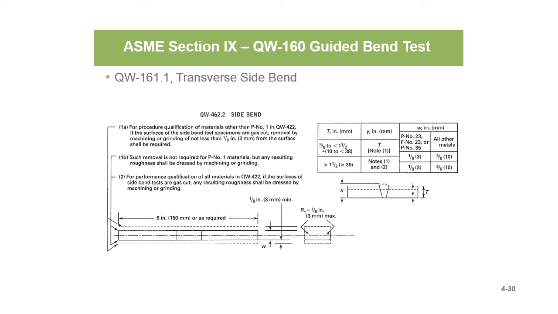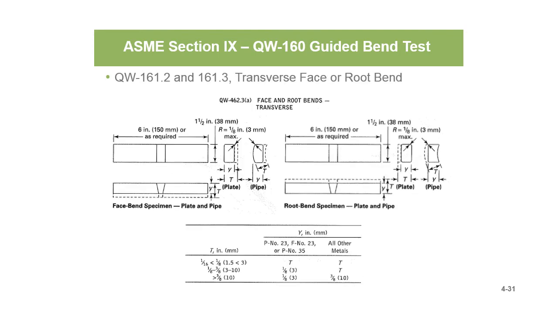But ASME Section 9, they don't leave you high and dry. They give you very specific sizes and shapes that you need to use for a bend test. And it offers you instructions, and if you just work your way through it, you'll get there. But QW161 is for transverse side bend test. And now here's for transverse face or root bend tests. So if you're going to do a root or a face bend test, this gives you the dimensions.